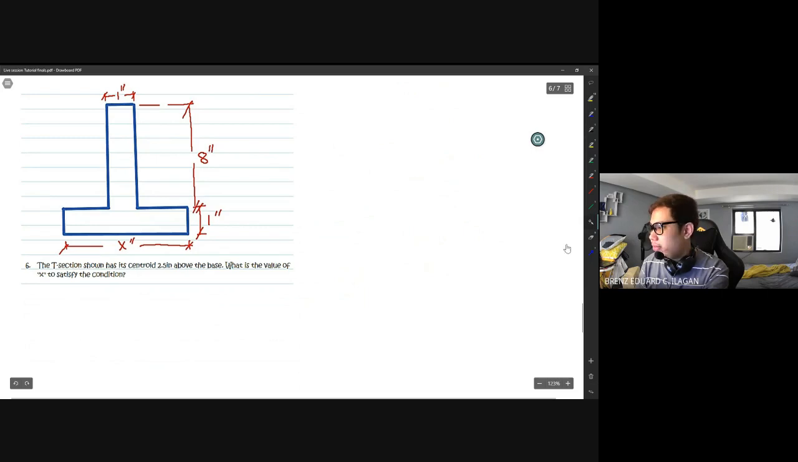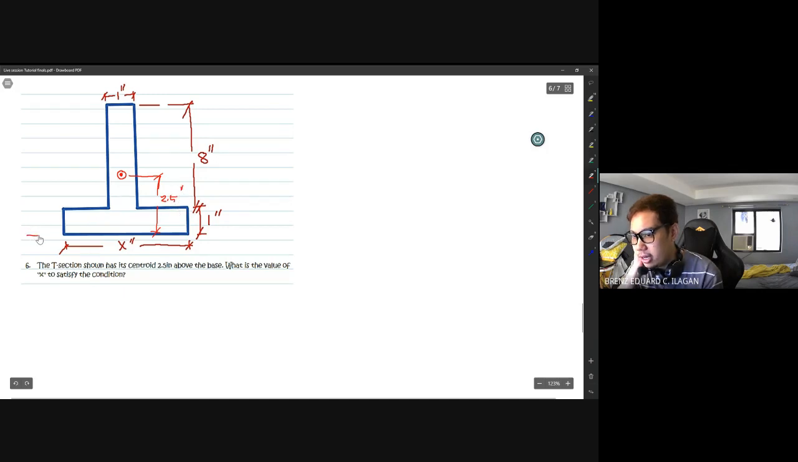So guys, for problem number 6, this is under the category of centroid. The given here is the centroid of the figure above the base. It says the centroid of the whole figure, so I'll denote it like that. So above the base is 2.5. So this is kind of backwards. Given the centroid, what you will find is the base of your T-section. So that's 2.5 inches.